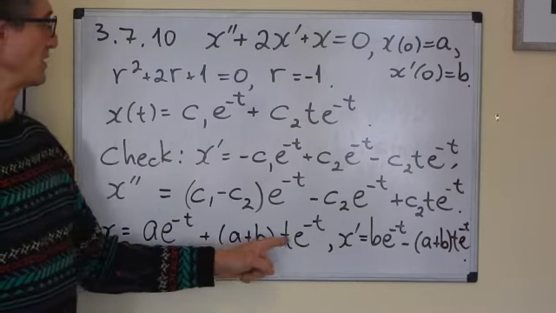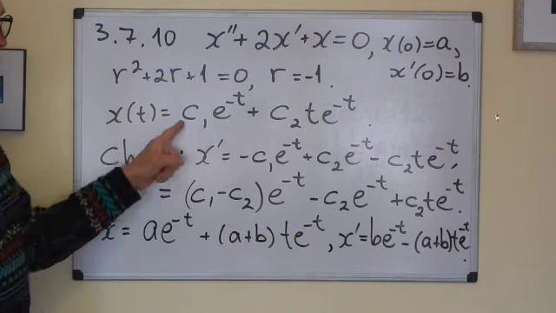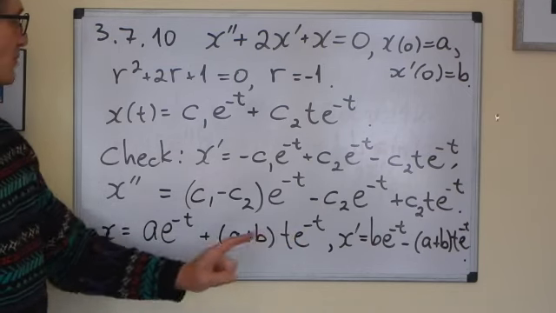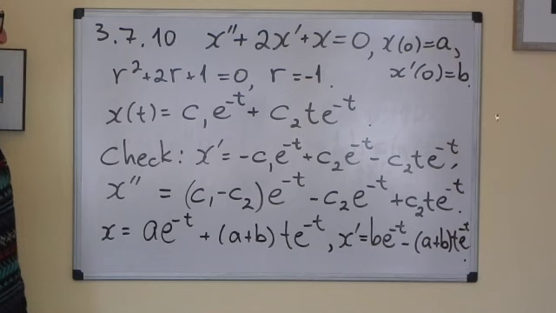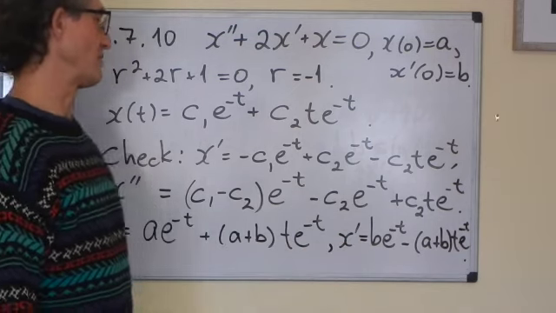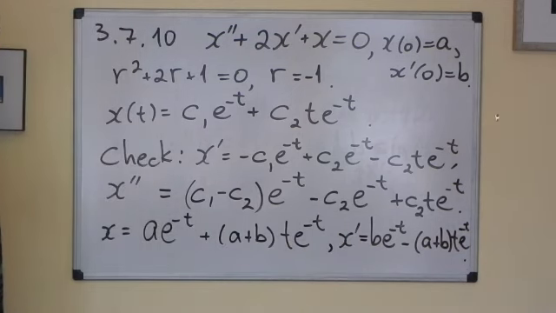And if we plug in the initial conditions, we get that x is a e to the minus t plus (a plus b) t e to the minus t. So c1 is a and c2 is a plus b. And if we take the derivative, we get what I have over there.